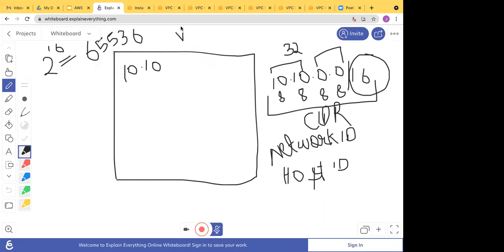Now I decided that I'll create a subnet. This was my VPC, and I'm breaking it into 2 networks.